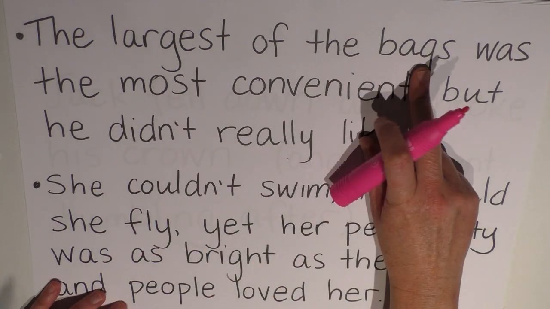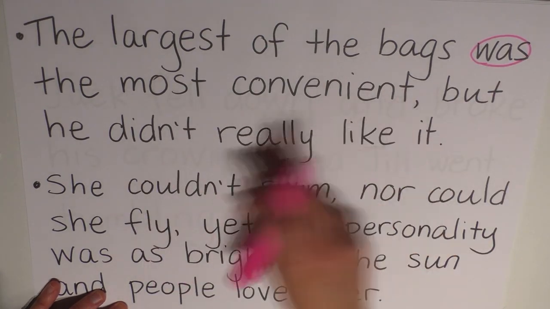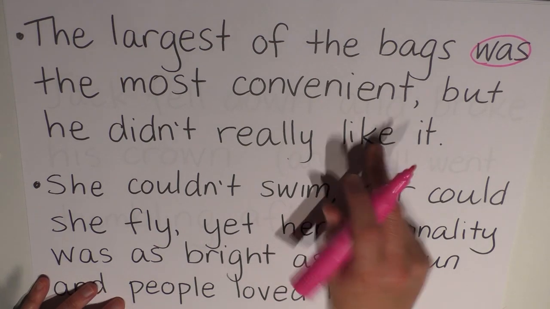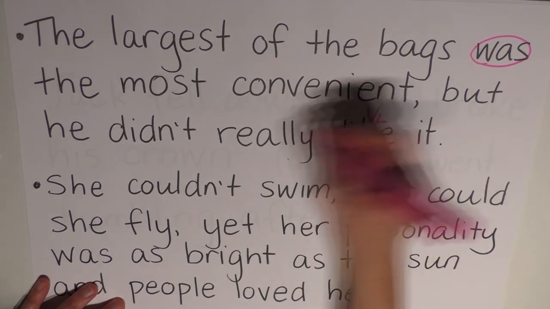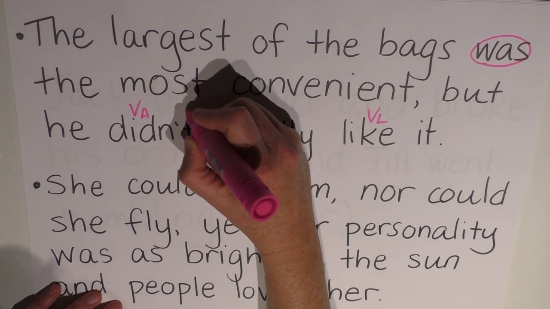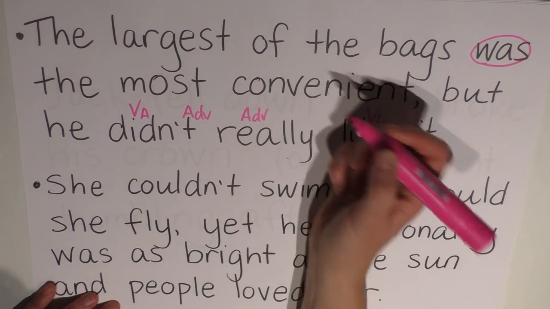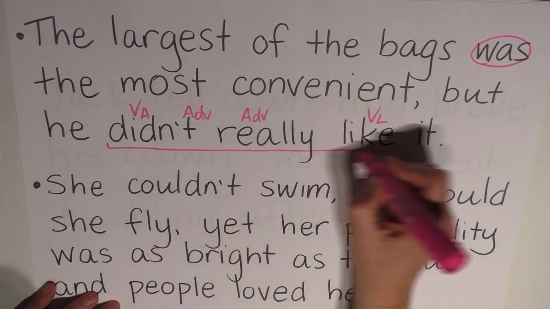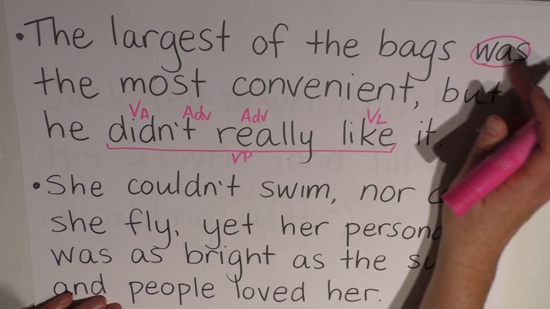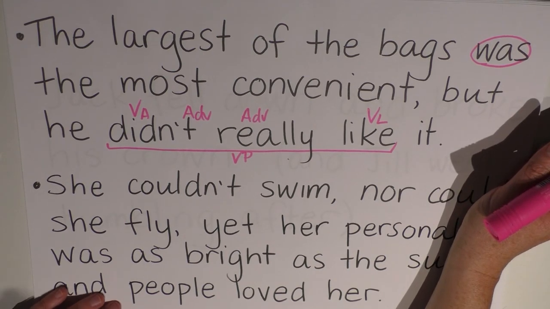The largest of the bags was: "was" is our verb, the copula. The most convenient, but he didn't really like it. So "like" is our lexical verb here. "Did" is our auxiliary verb. We've got "not" and "really", which are adverbs. And as we've said, just for ease, we'll make that all our verb. So there are our verbs. We've got two verbs, so this is definitely a sentence with two clauses.